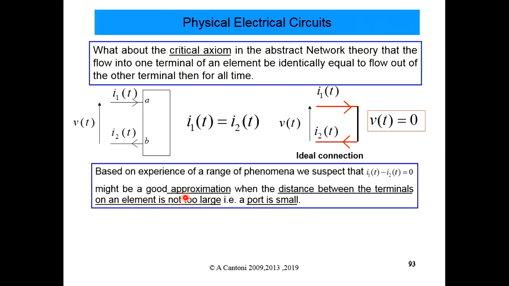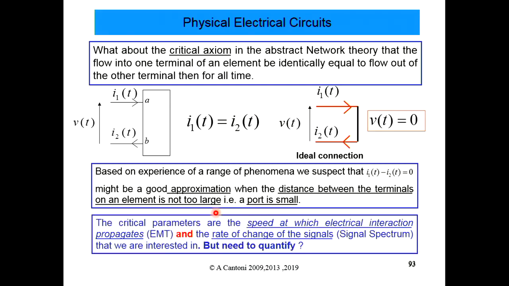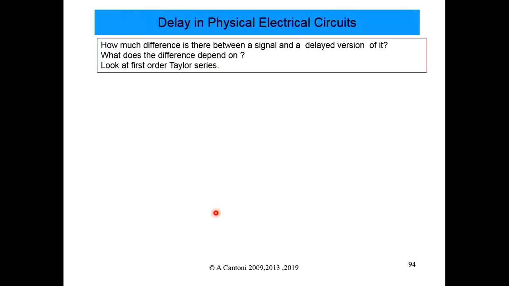It might be a good approximation when the distance between the terminals and element is not too large, when the port is small. We need to quantify how small is small. So that's what we're going to look at here. We're going to look at a signal and look at the difference between the signal and a delayed version of it, just to quantify how small is small. We can do that by looking at the first order Taylor series. So if we have some signal h of t, h of t minus tau is a delayed version of h of t, delayed by tau.